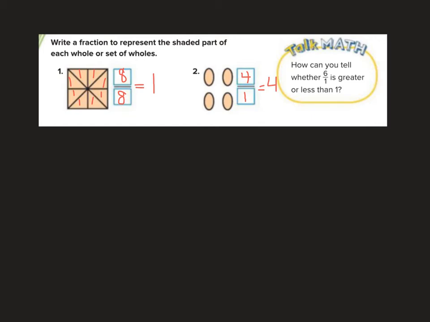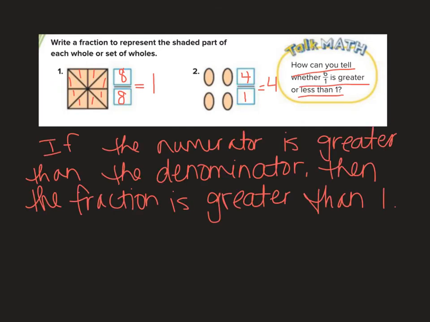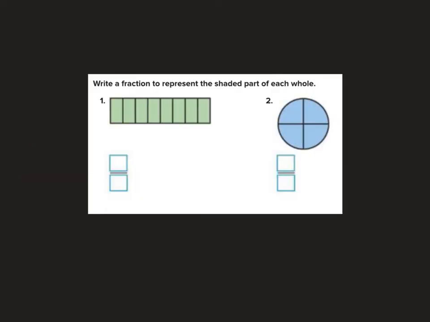Okay, let's look at this next part. How can you tell whether 6 over 1 is greater or less than 1? So if the numerator, which is the top number, is greater than the denominator, the bottom number, then the fraction is greater than 1. And that is true in all cases. Let's do some more problems.